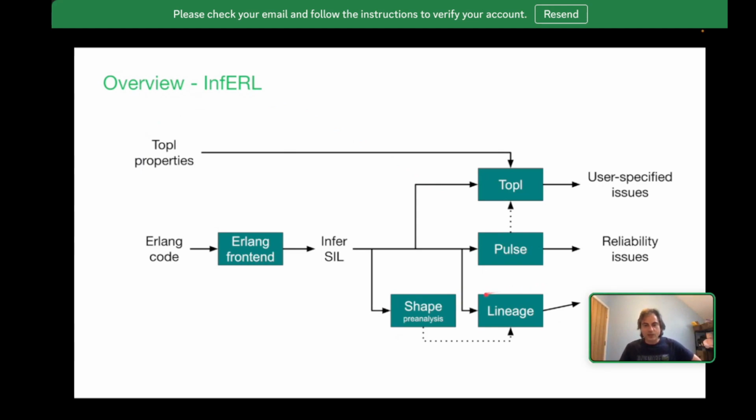Now I'm going to talk about this box that is here in the lower right part, which is called Lineage. What is different between this analysis and the others at a very high level is that it does not output a list of problems with the code, like most of the others do, but it outputs a data structure, basically a graph that can be processed by other tools later on, so it's machine readable.